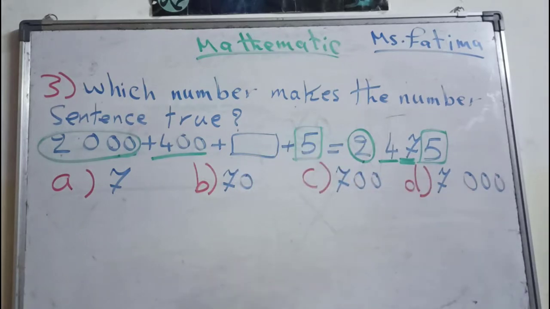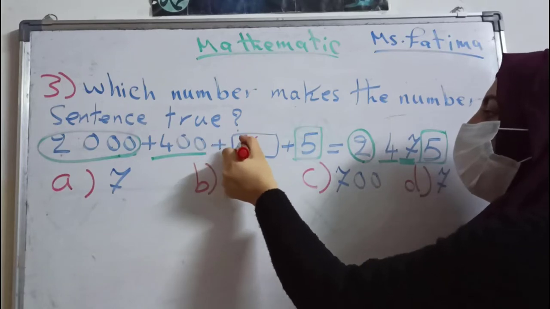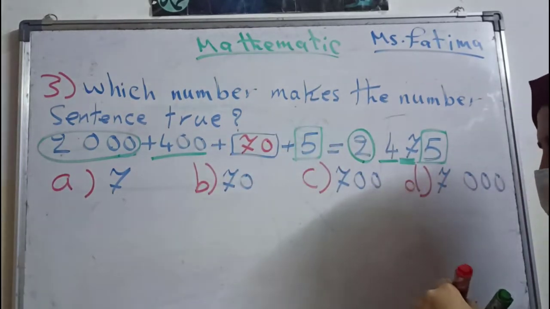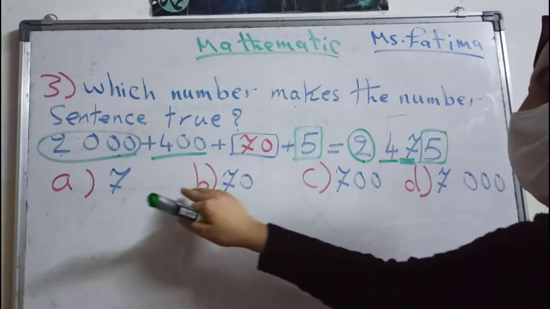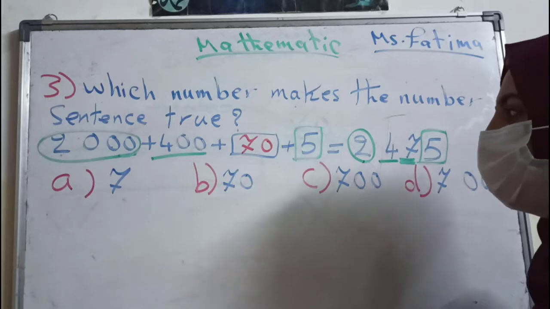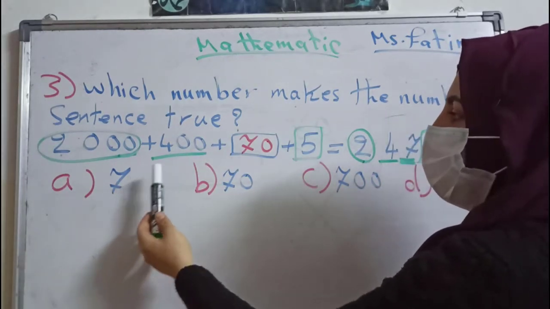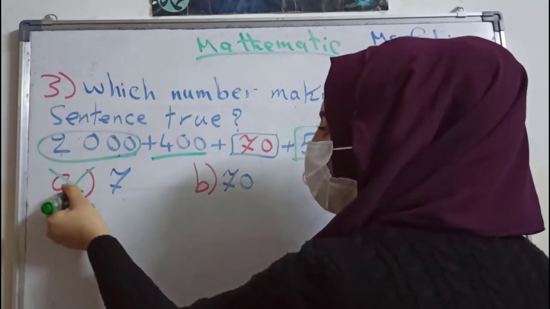We have 7 in tens. Then we have to write 7 with adding 1 zero because it's in tens. Then let's compare this with the answers. Which one is like this? A, 7. Only 7 is not like this. Then A is not true.